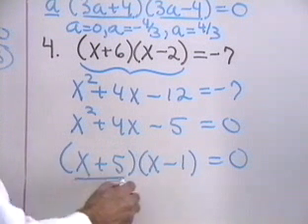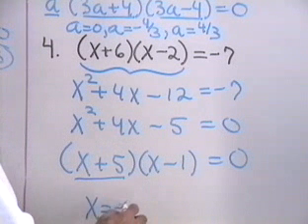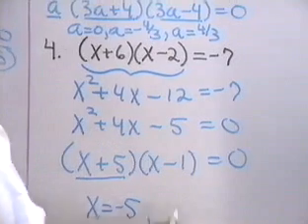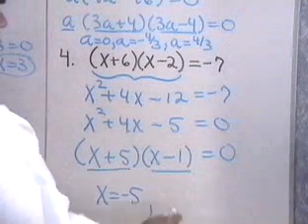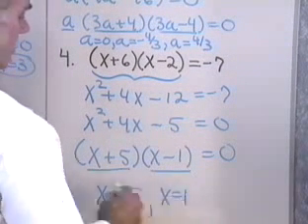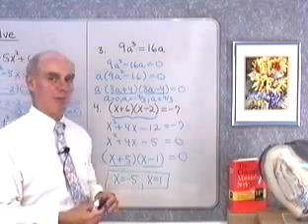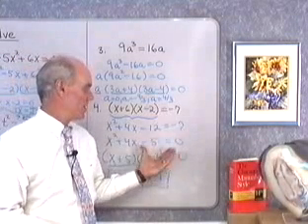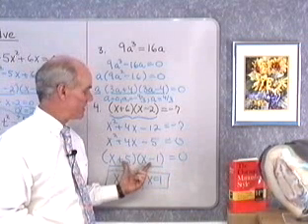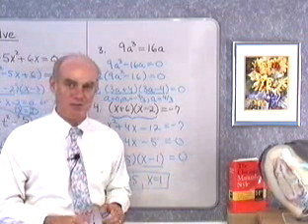If I set this factor equal to 0, I get x equal negative 5 for one solution. If I set this factor equal to 0, I get x equal 1 for my other solution. So two solutions to this equation, and again, I found them by the same method: putting the equation in standard form, factoring the left side, setting the factors equal to 0 to find my solutions.